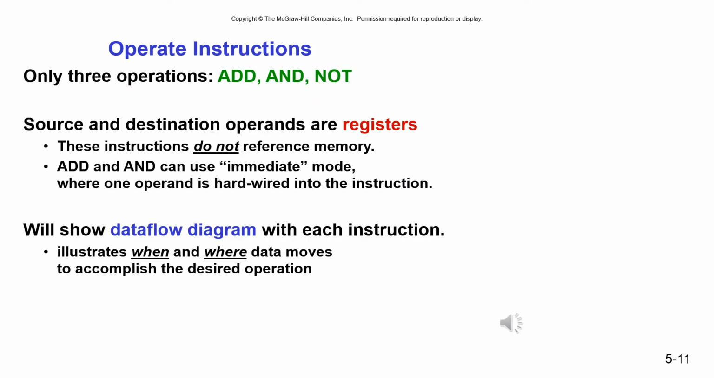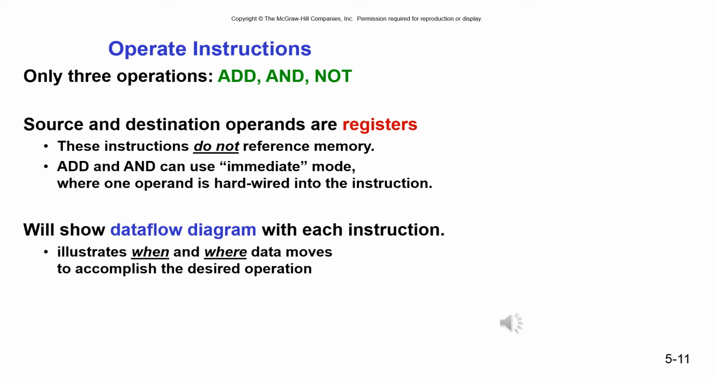We have 3 operate instructions, arithmetic logic instructions, if you will. They're add, and, not. You'd be pleasantly surprised as to how much we can accomplish with add, and, not. They're logically complete. Source and destination operands are registers or an immediate value that is hard-coded into the instruction. These 3 instructions do not reference memory. They do not go outside of the processor.